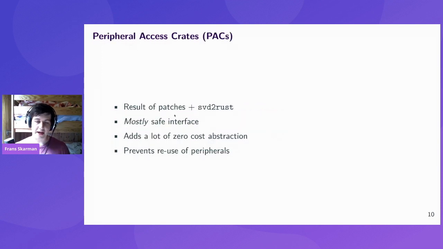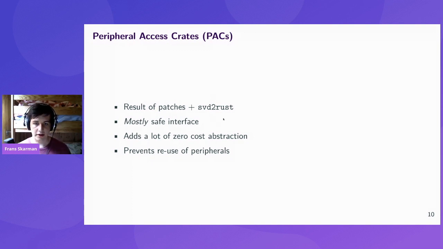So by applying a few patches to kind of make the SVD files a bit nicer to work with and fix some errors that are often present in the SVD files, and then running the files through SVD to Rust, we get what's called a Peripheral Access Crate, a PAC. It's a mostly safe interface around all of this register manipulation, and that interface is created using a whole lot of zero-cost abstraction. And this is similar to what was talked about in the Writing a Good Driver talk that was earlier today. And as a bonus, we also prevent reuse of peripherals.